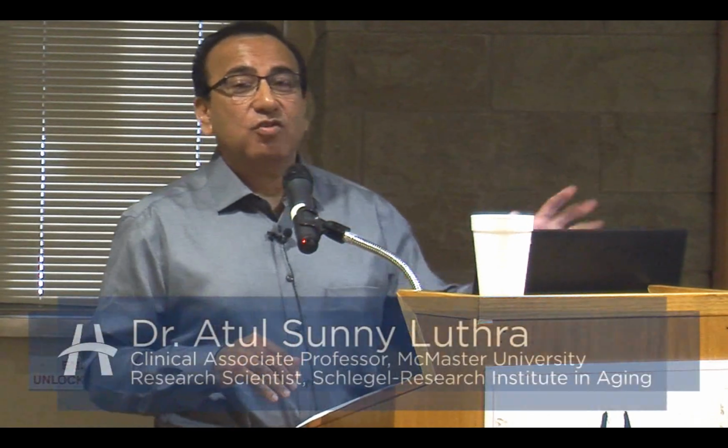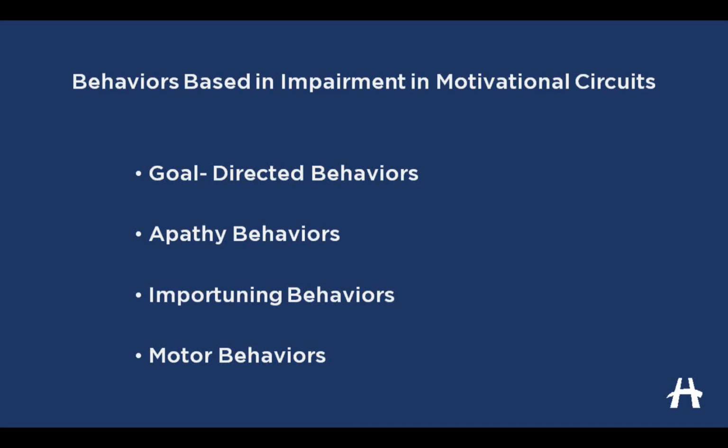So we've talked about sensorium, we've talked about thinking. Those were the first two levels. Now we go on to the third layer, which is what behaviors emerge when you have problems or impairment in motivational circuits. And we talked about there are four behavioral categories: goal-directed behaviors, apathy behaviors, importuning behaviors, and motor behaviors.